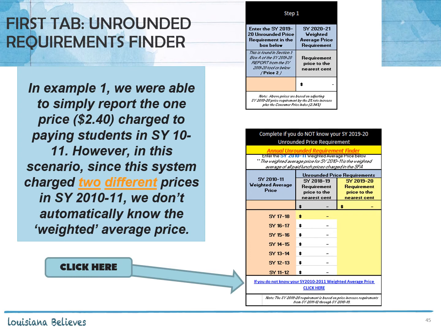In example 1, we were able to simply report the one price of $2.40 charged to paying students in school year 2010-2011. However, in this scenario, since the system charged two different prices in school year 2010-2011, we don't automatically know the weighted average price. Therefore, we will have to click on the link that the arrow on the slide is pointing to so we can calculate the true weighted average price.